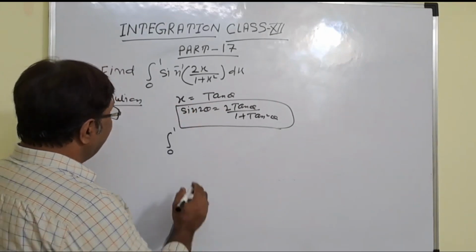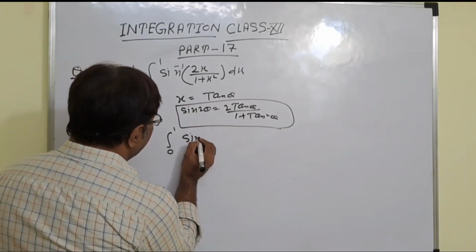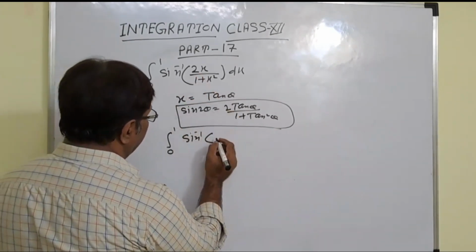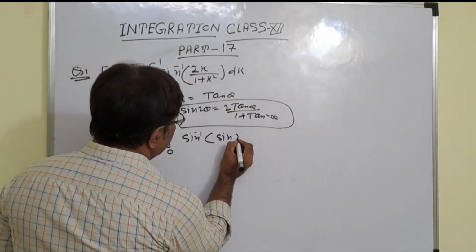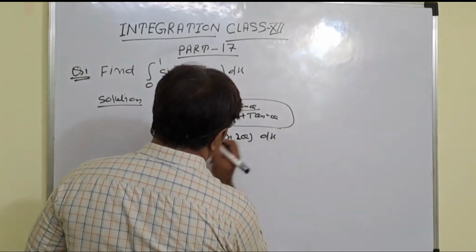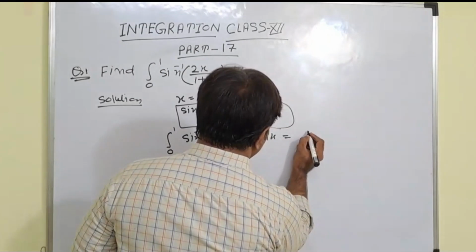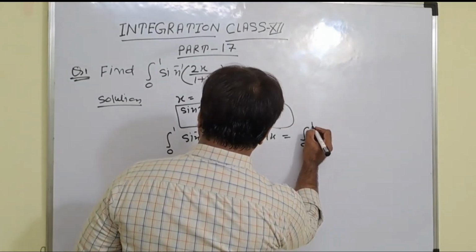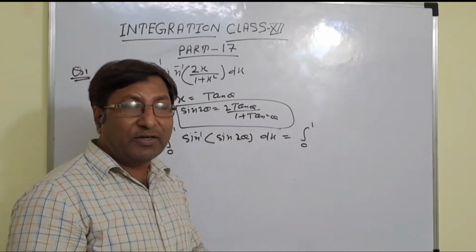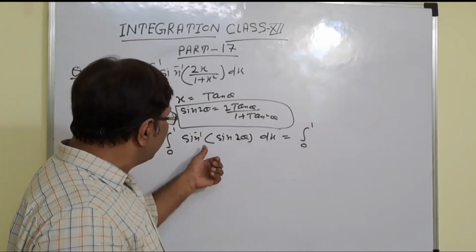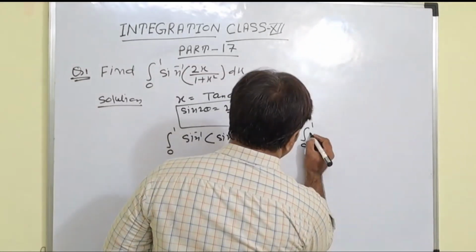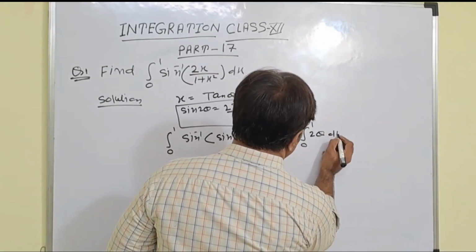So here we are getting what? This is sine inverse, and now this is 2 tan theta upon 1 plus tan square theta. So this is what? Sine 2 theta. And here dx, no problem. Now we can write this is what? 0 to 1. And you know sine inverse of sine x is what? Only x. So sine inverse sine 2 theta is what? Only 2 theta. So we will write here 2 theta and dx.